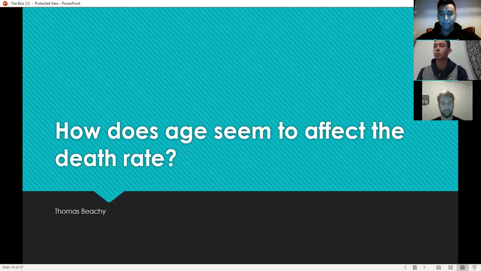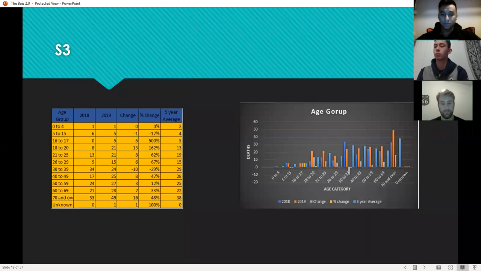How does age seem to affect the death rate, Thomas? So in the data, we can see that as the age of the driver increases, the death rate seems to increase as well. And another deciding factor is that the 5-year average for all of these seem to increase as well with the age. So it's not just a 1-year trend, it's also a 5-year trend, which makes it more of a correlation between age and the death rate.